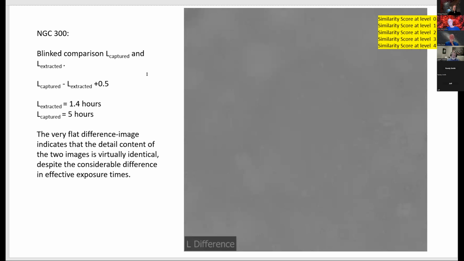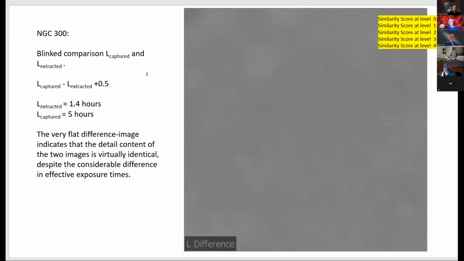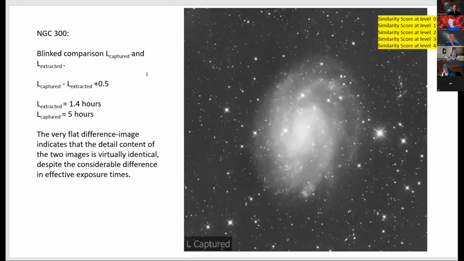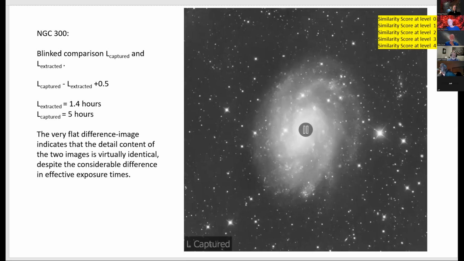This is a blinked extracted, right? Is that the same one again? No, you're just seeing the difference in L captured. Yeah, that's it. The difference in L captured. So you can see where there's less difference out here, some very slight differences in the galaxy.